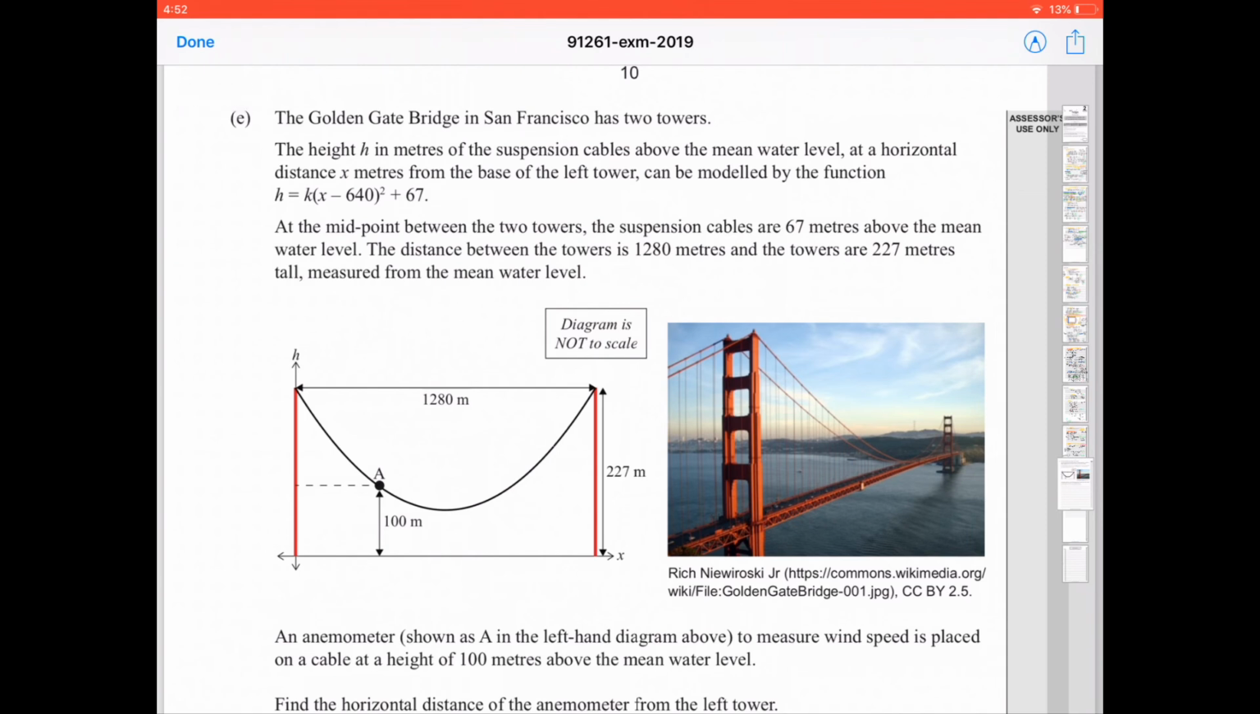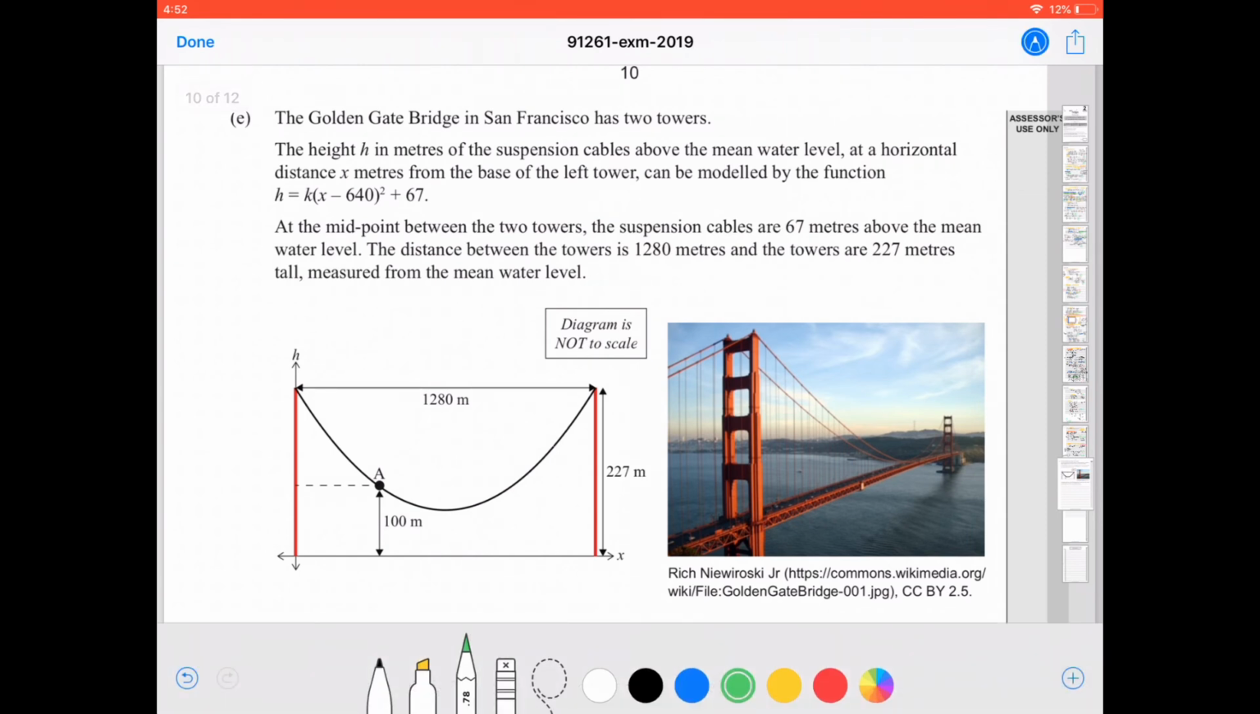It says the Golden Gate Bridge in San Francisco has 2 towers. The height h in meters of the suspension cables above the mean water level at a horizontal distance x meters from the base of the left tower can be modelled by the function h equals k times (x minus 640) all squared plus 67. At the midpoint between the 2 towers, the suspension cables are 67 meters above the mean water level. The distance between the towers is 1280 meters. Towers are 227 meters tall, measured from the mean water level.